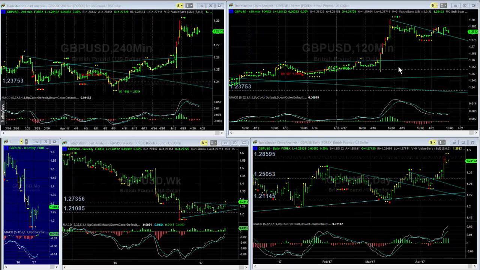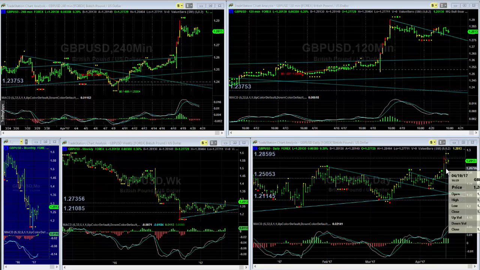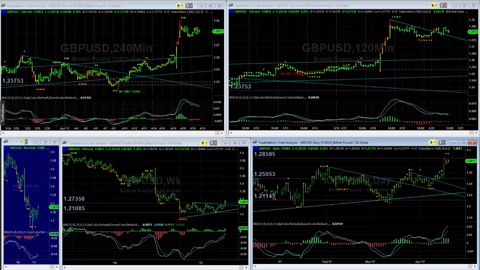For the pound US dollar, you can see that we ran up outside of its weekly pennant, broke above both previous pivots, and we're now heading up even higher, and we're taking a little breather here. This gives us an opportunity for an entry, and that would be above the high of 1.28595. So watch for that entry.